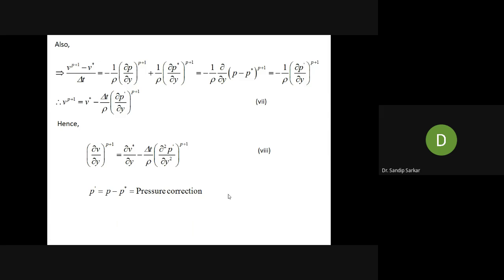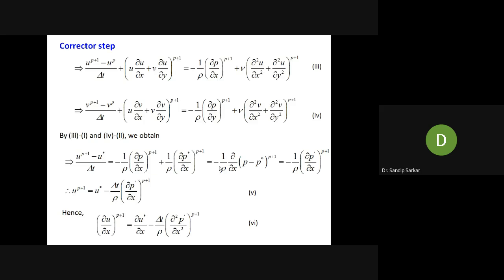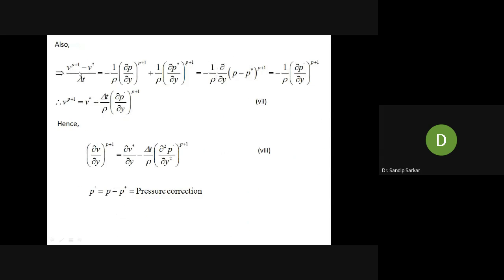Similarly, if we subtract equation number 4 from equation number 2, what will we get? (v^(p+1) − v*)/Δt equals 1/ρ ∂p/∂y at p+1 minus 1/ρ ∂p*/∂y at p+1. That is 1/ρ ∂(p − p*)/∂y, that is 1/ρ ∂p'/∂y at p+1. That is v^(p+1) equals v* minus Δt/ρ ∂p'/∂y at p+1. Fine.